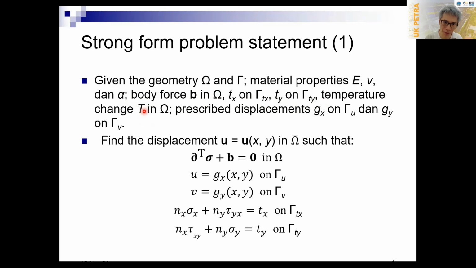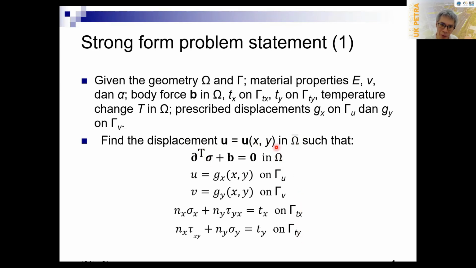This is maybe a function of position, it doesn't have to be constants. And then we specify the displacement Gx on gamma U and Gy on gamma V. The problem is defined. The solution consists of the solution to the problem. The primary variable is U, the displacement in omega bar. It means the body including the boundary, such that all the equations are satisfied.